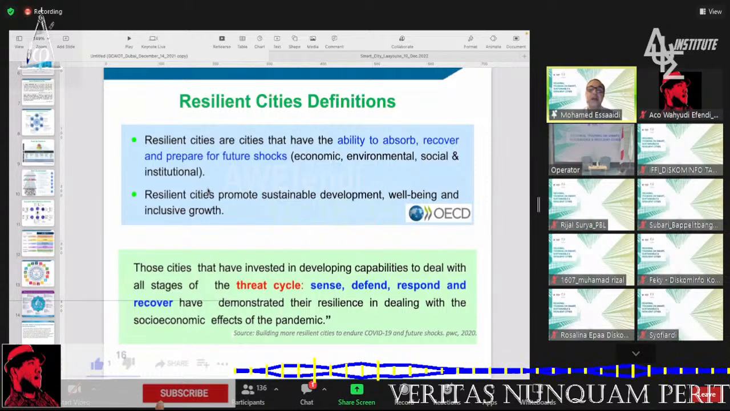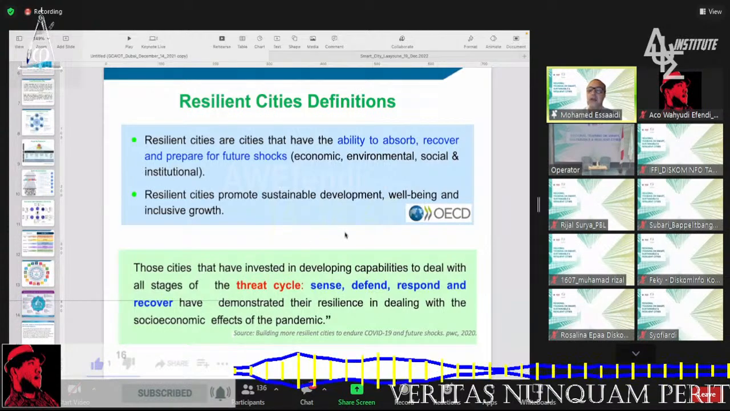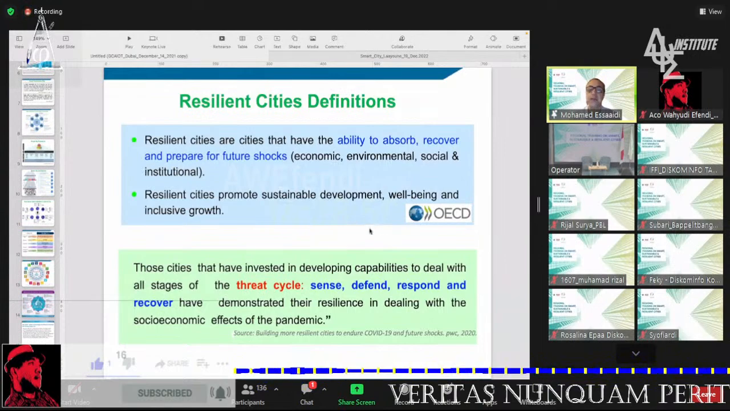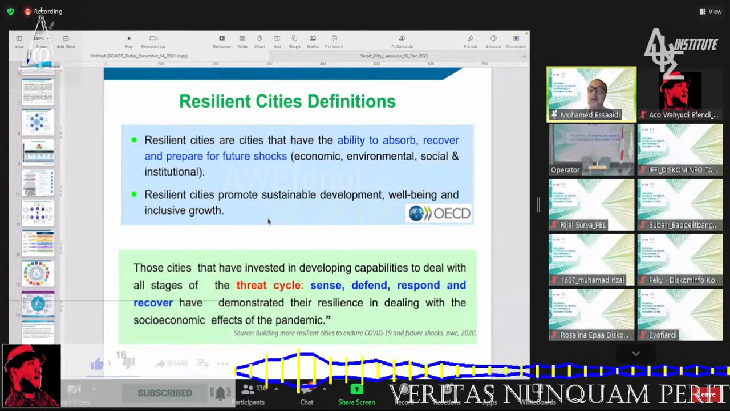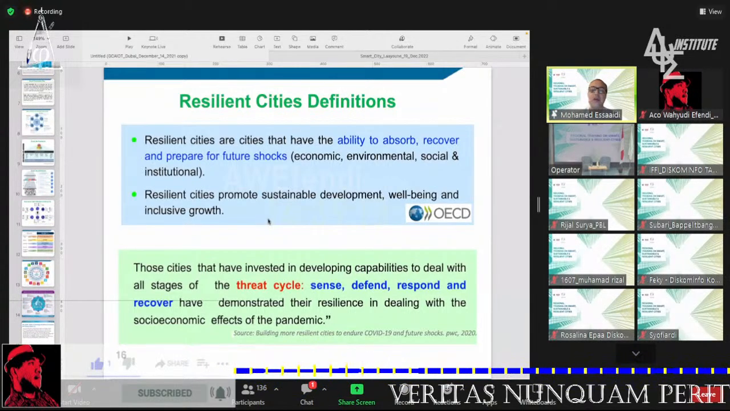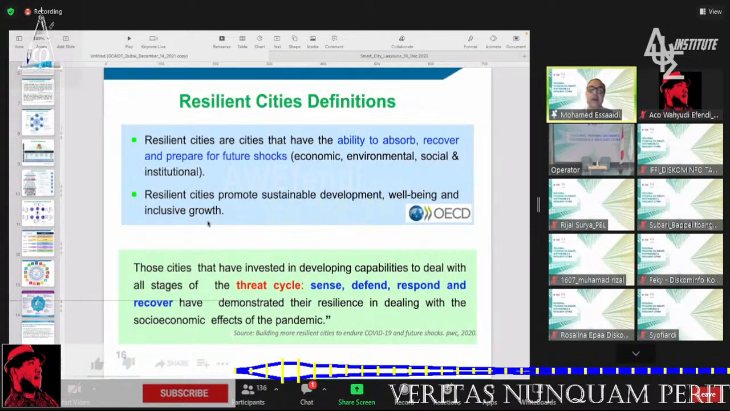Now let's focus on resilience, which is a very important feature required for smart cities. There are several definitions proposed for resilient smart cities. The first one I propose is from the OECD. According to this definition, resilient cities are cities that have the ability to absorb, recover, and prepare for future economic, environmental, social, and institutional shocks. For example, the COVID-19 pandemic is one of the shocks that could be presented under the social aspect. So resilient cities promote sustainable development, well-being, and inclusive growth. This is the outcome of resilient cities.